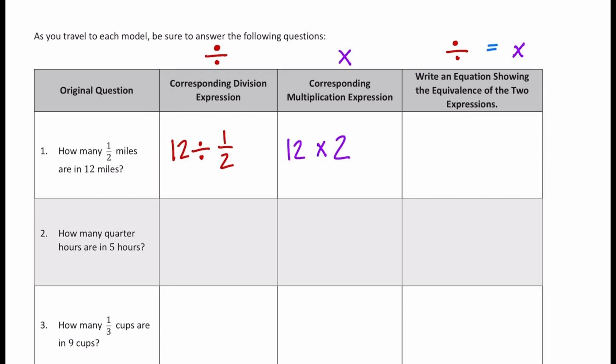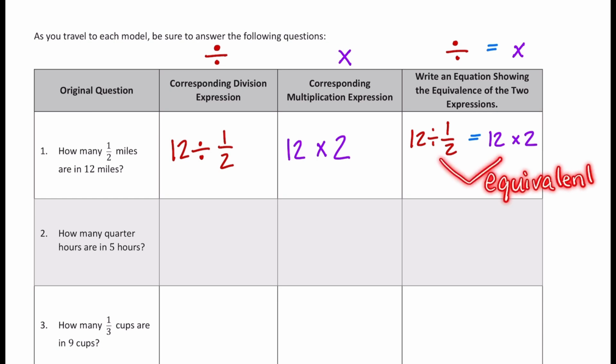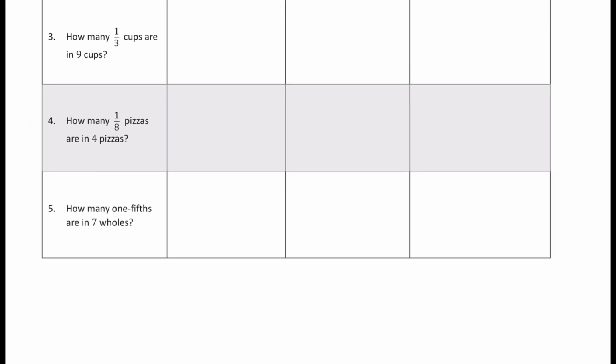Finally, we need to write an equation showing the equivalence of the two expressions. Well, the first expression that we created was 12 divided by 1/2. And if we solve 12 divided by 1/2, we will get the same answer as if we were to multiply 12 times 2. And now we have both expressions showing how they are equivalent. Let's take a look at another example. Let's look at number 5.